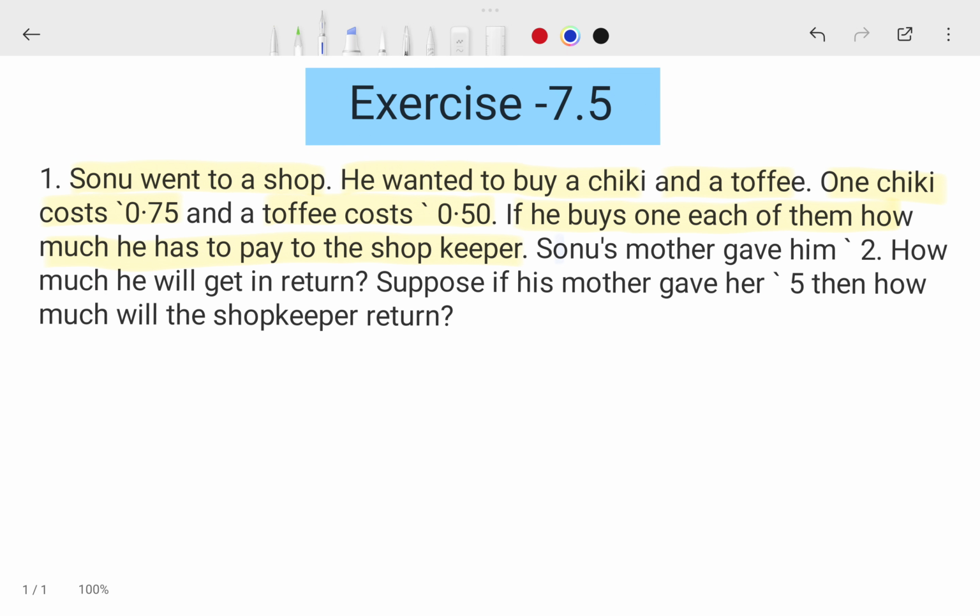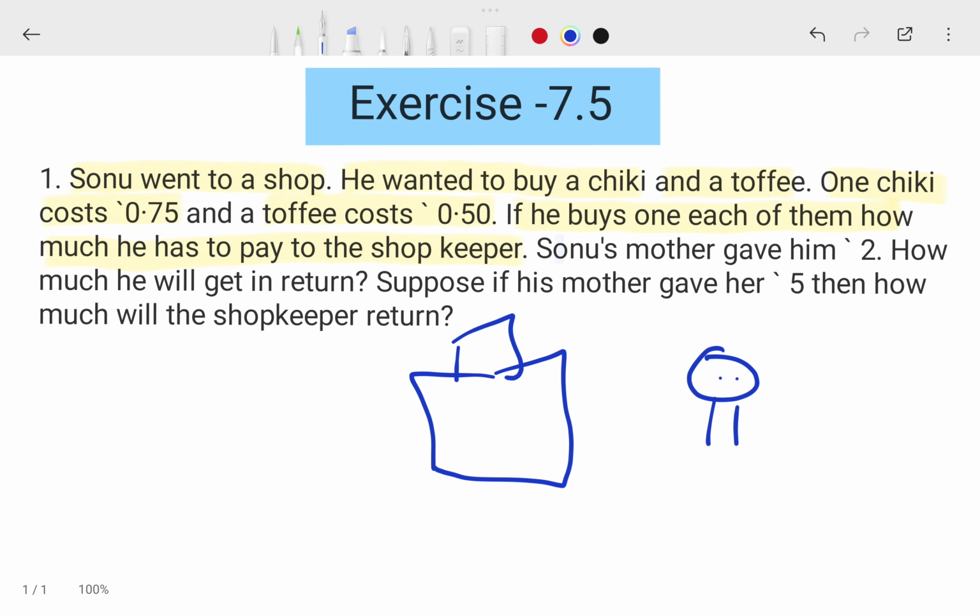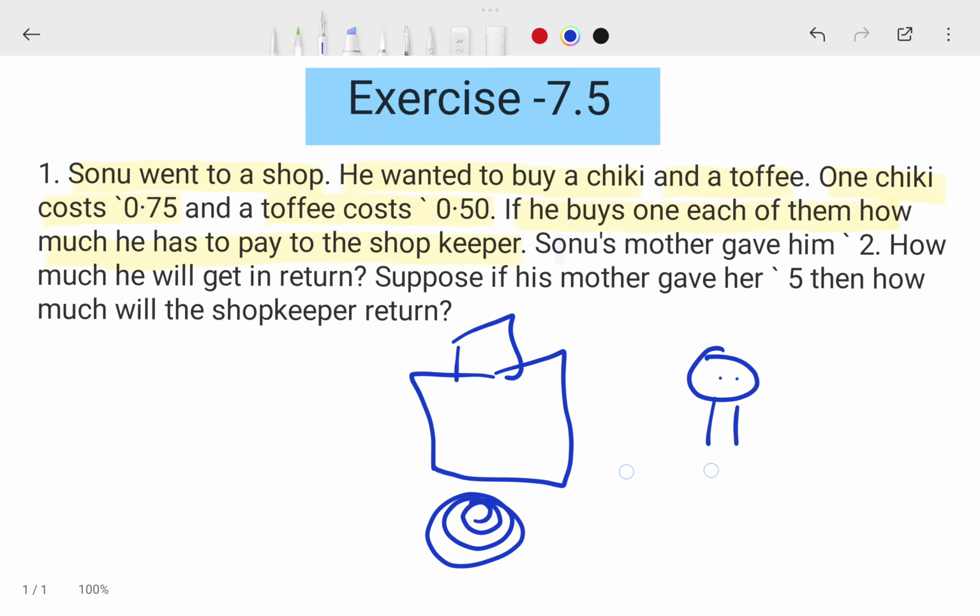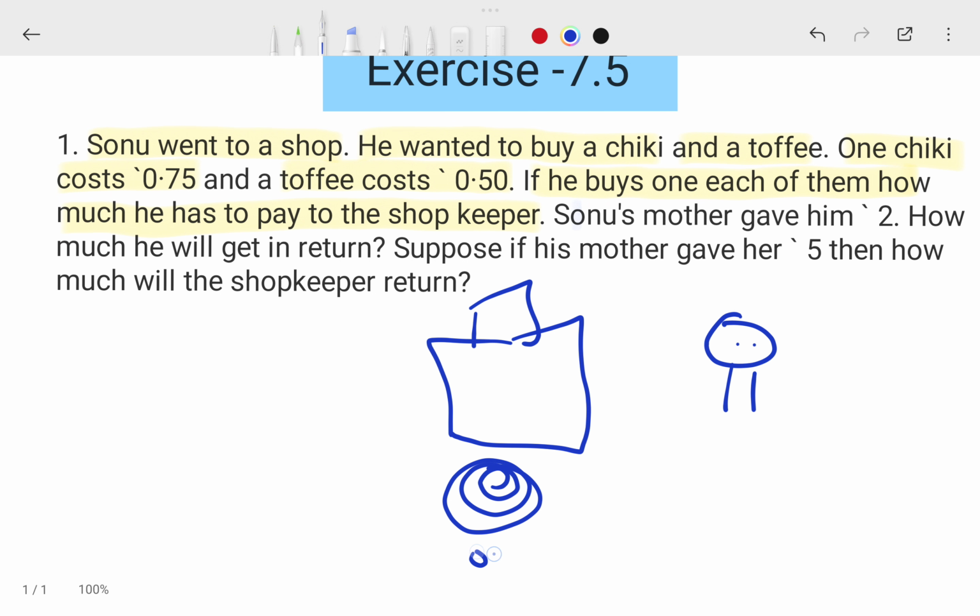So what does this question say? Let's suppose you are a boy and you went to a shop, and you want to buy something. You buy a chicky, and the shopkeeper tells you it is 0.75 paisa, and you want to buy a chocolate. Let's suppose the price of the chocolate is 0.55 paisa. So you ask the shopkeeper, bhaiya, how much do I have to pay? The shopkeeper tells you to add both of these.